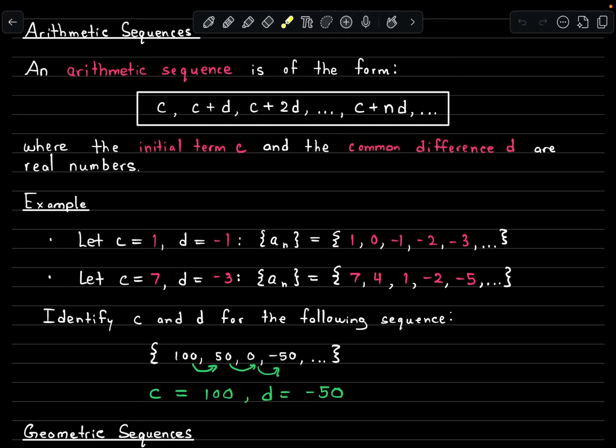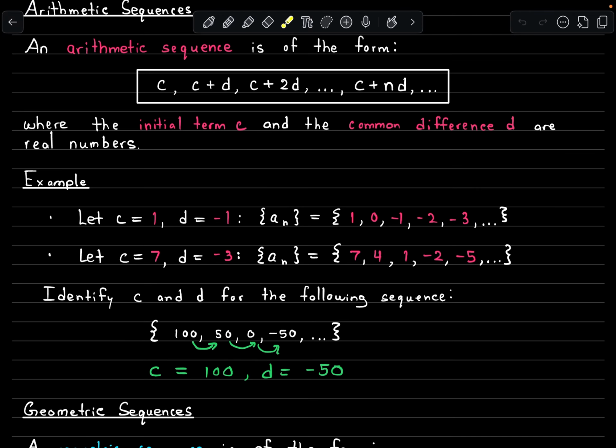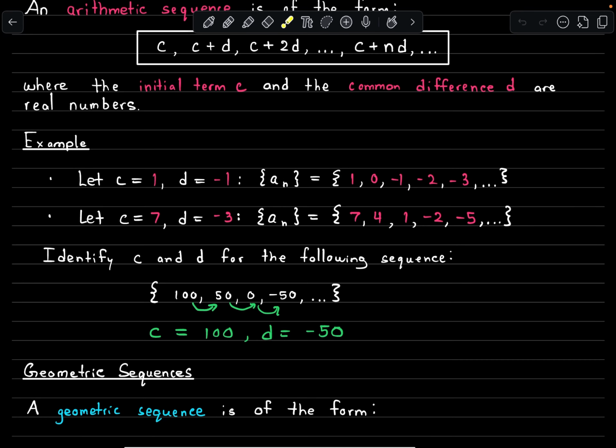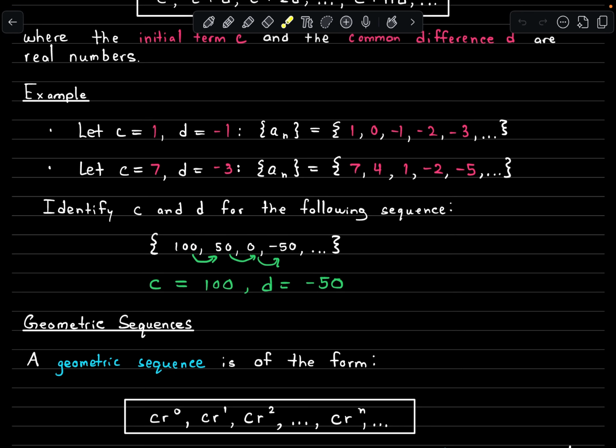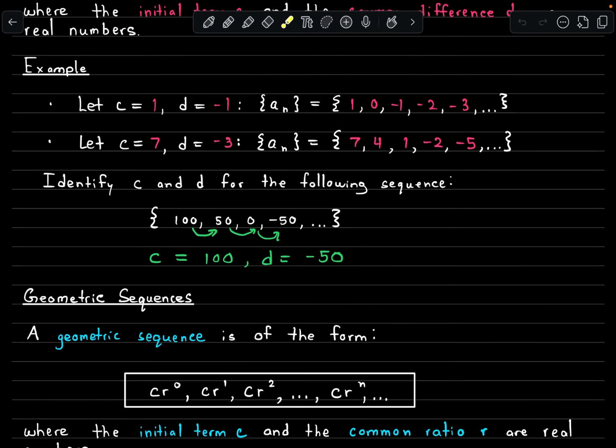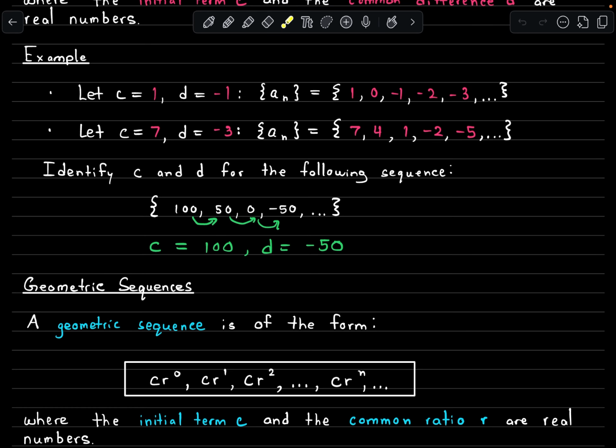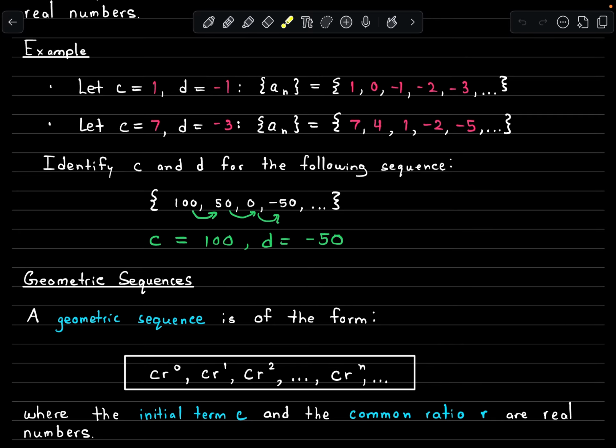Our second type of sequence, that follows an easy, sort of predictable mathematical pattern, is what's called a geometric sequence, okay? A geometric sequence now is of this sort of form. Instead of adding or subtracting something, now we're multiplying by something. So we've still got our initial term C, and now we're going to be multiplying by what's called the common ratio R, okay? And again, these are real numbers.